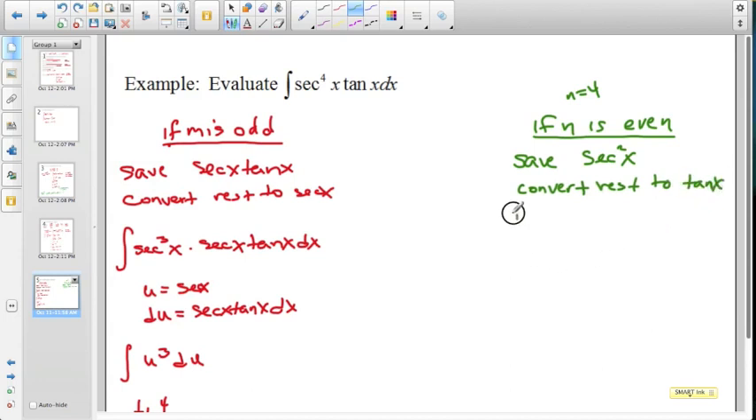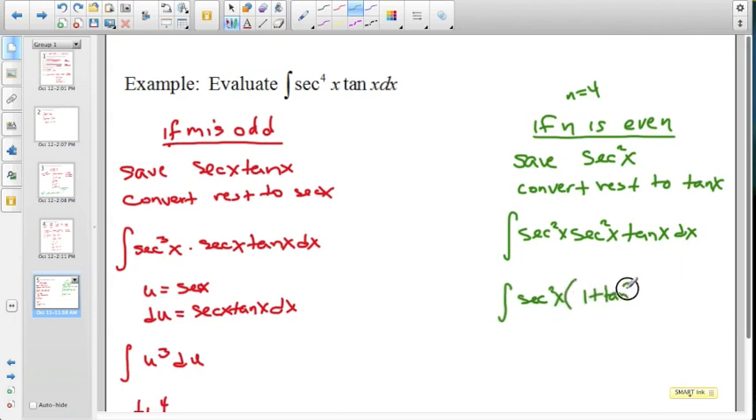Okay, and so if we rewrite this, we're looking at, if we save a secant squared, secant squared x times secant squared x, those are remaining powers, tan x dx. Okay, and we're going to convert the rest of these secants to tangents using our identity. So we have secant squared x, and this secant squared x is going to become a 1 plus tan squared x times a tan x, because we had one there to begin with, dx.